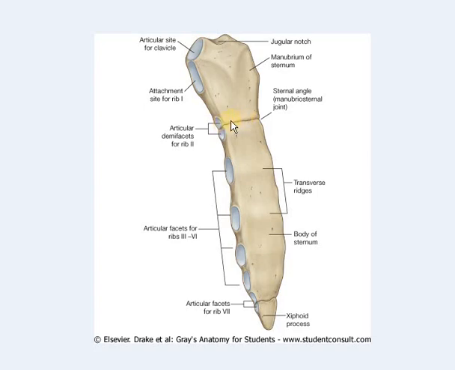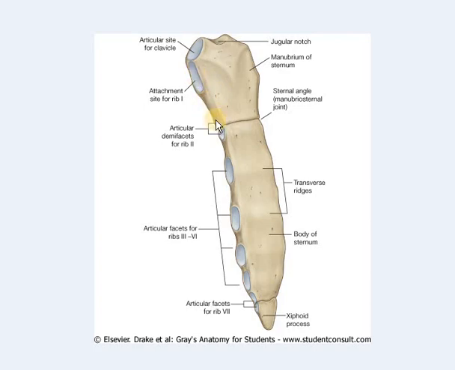Another border is the inferior border, and this inferior border of the manubrium articulates with the body of the sternum, and this joint is called the manubriosternal joint. It is a secondary cartilaginous joint. This joint is not a flat joint, but it makes an angle. It makes an angle which is called the sternal angle or angle of Lewis.